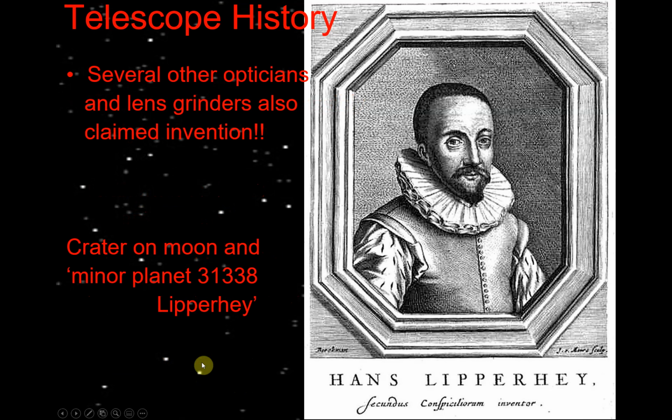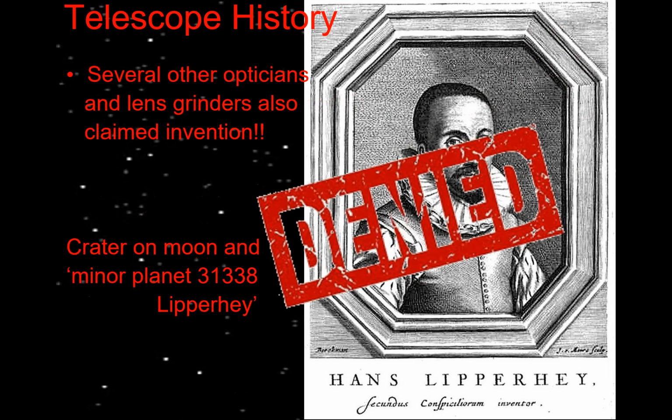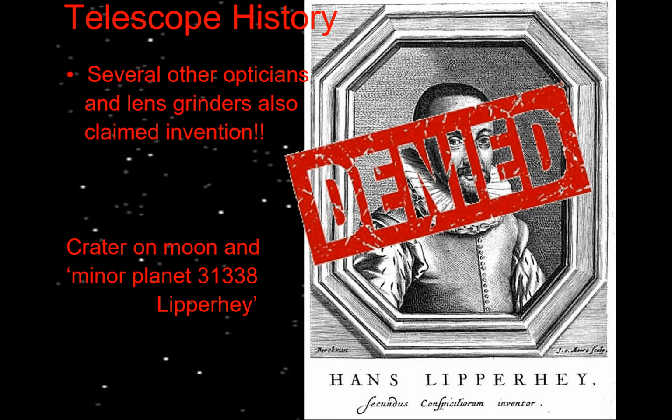Unfortunately, other opticians and lens grinders claimed that they had invented this telescope. So, consequently, Mr. Hans Lippershey was denied his application for the invention of the telescope, and the patent was not granted. And this is where people such as Galileo, hearing about Lippershey's work, started to build their own devices. For Lippershey's work, he is credited with a crater on the moon and an asteroid, 31338 Lippershey.